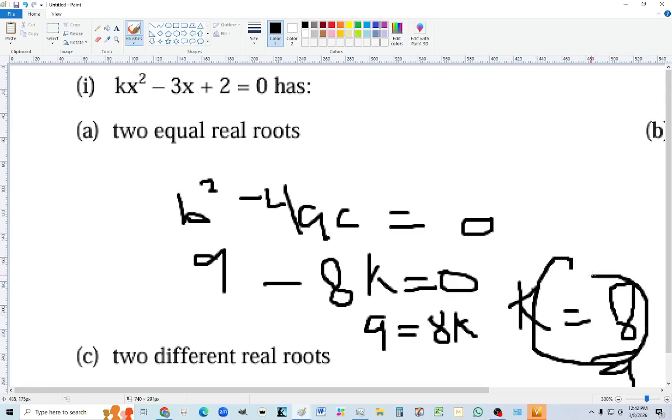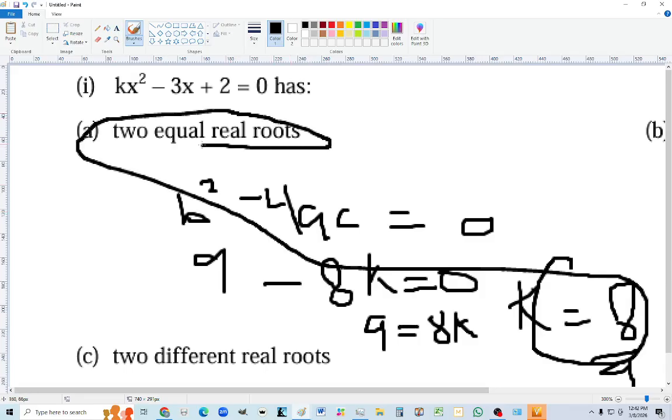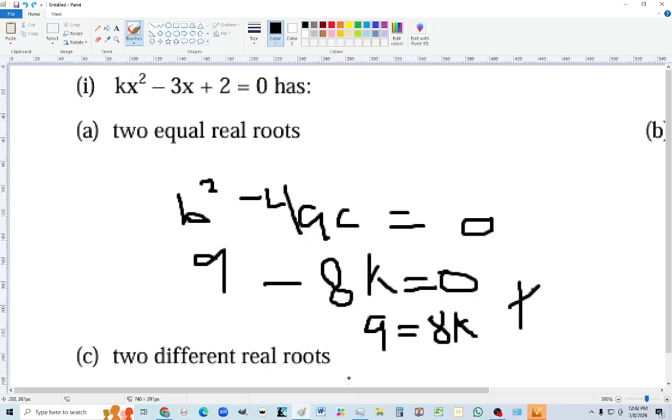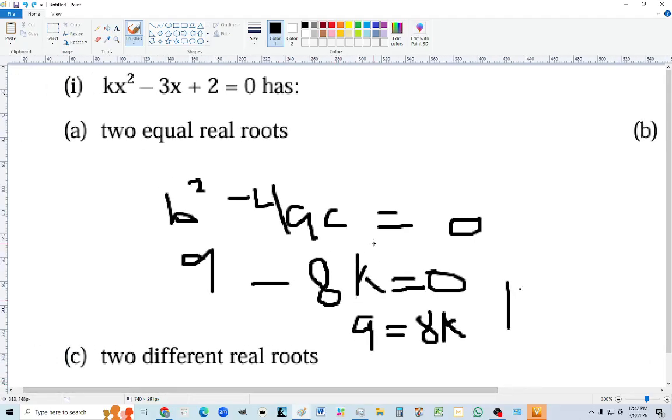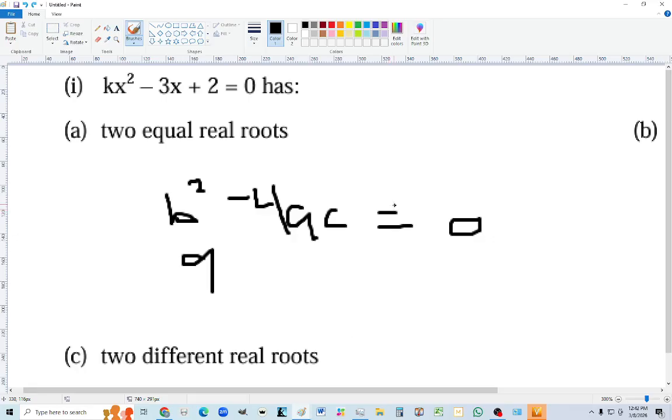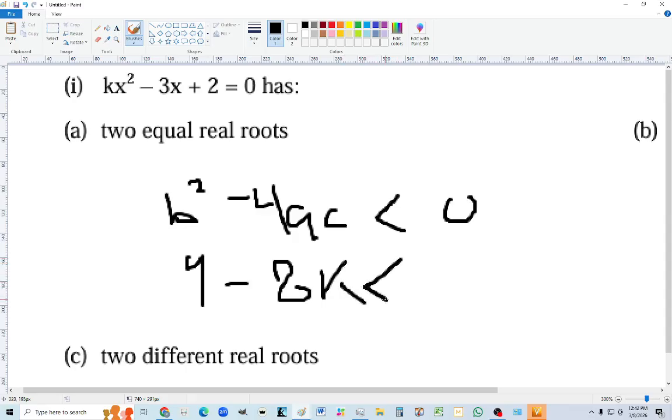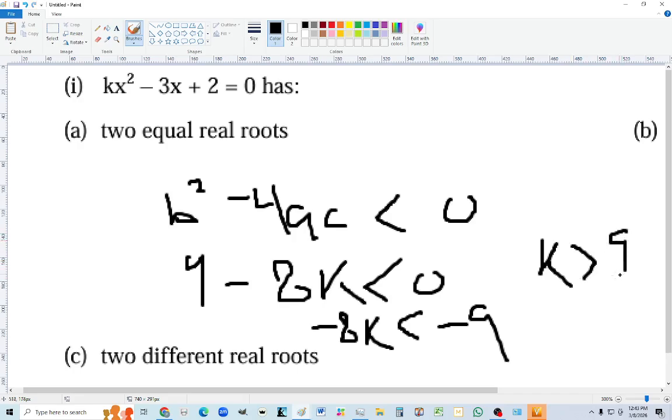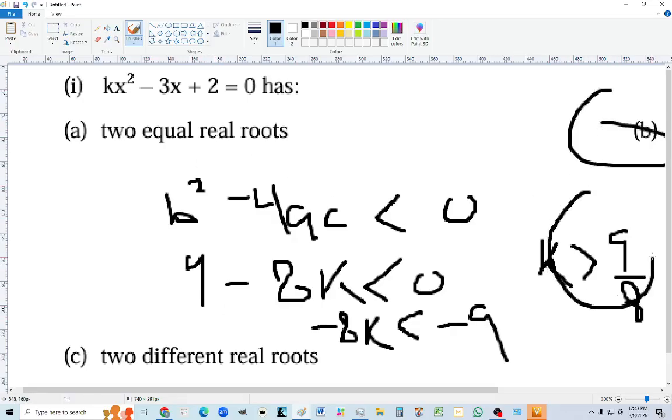So that tells me what k is when it has 2 equal real roots. When it has no roots, it must be below 0. So this time we get 9 minus 8k below 0, we'll do it the proper way. We'll subtract 9 from both sides. Minus 8k is smaller than minus 9. Divide by 8. We get k is equal, we've got to change the sign direction, 9 over 8. So in this case, to have no roots, k must be bigger than 9 over 8.